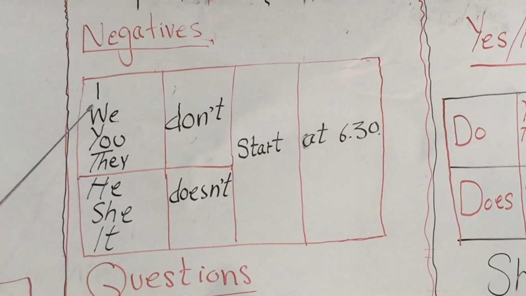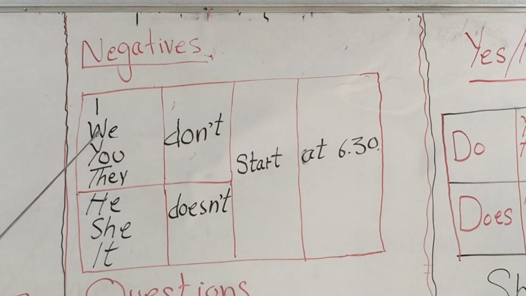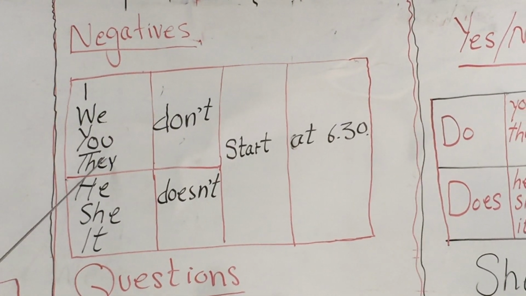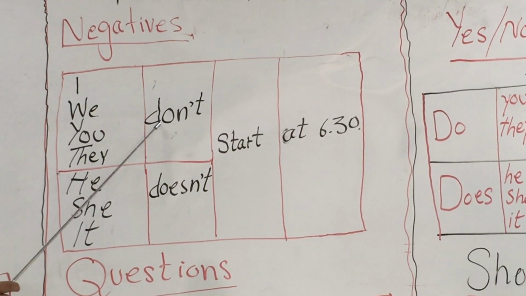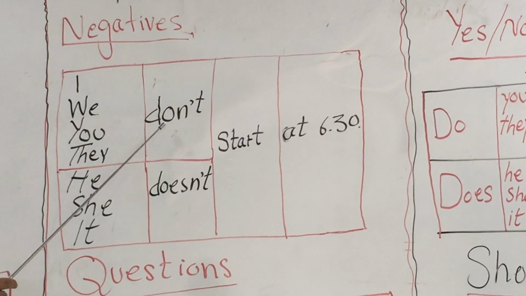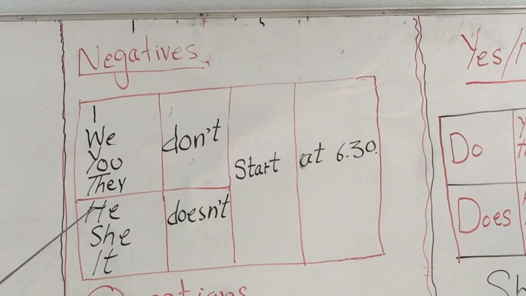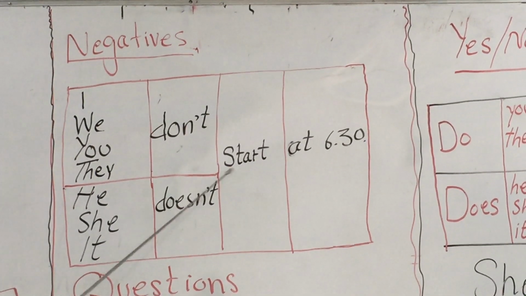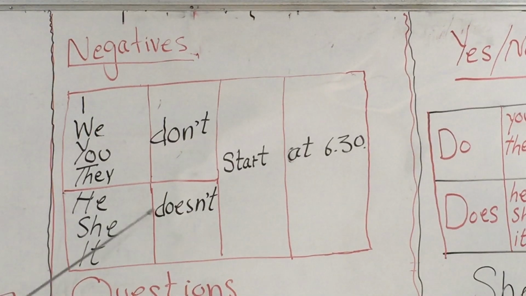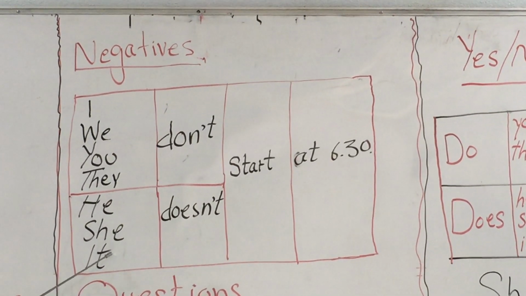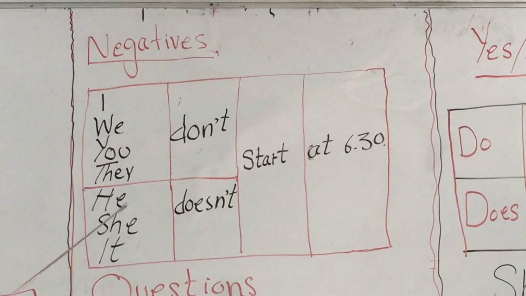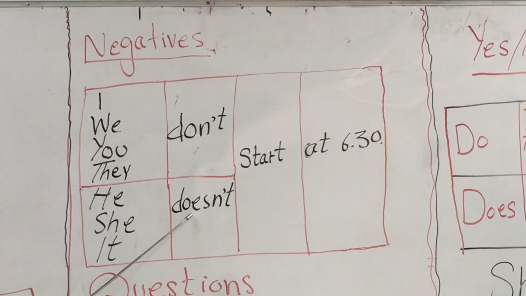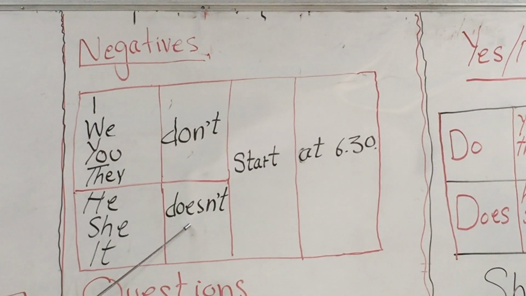Now, the grammatical rule here is that with the subject pronouns I, we, you, they, we use do not, and the compressed form is don't. Now look at these three subject pronouns he, she, it. He doesn't start at 6:30. She doesn't start at 6:30. It doesn't start at 6:30. With the subject pronouns he, she, and it, use does. In fact, this is the S form of do.